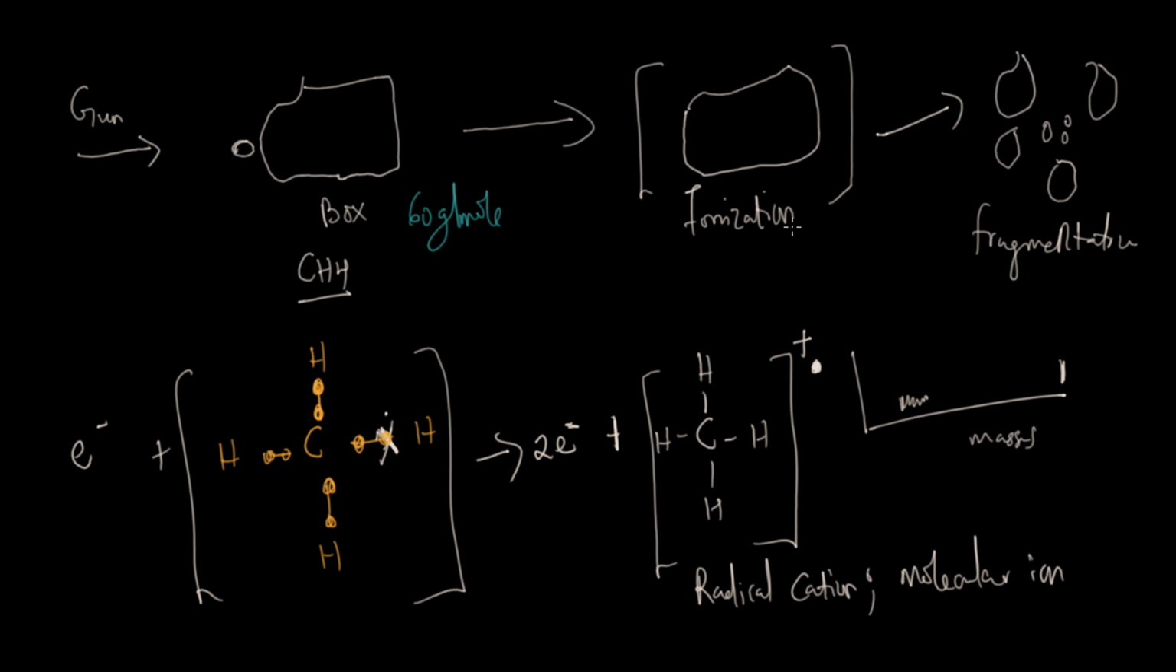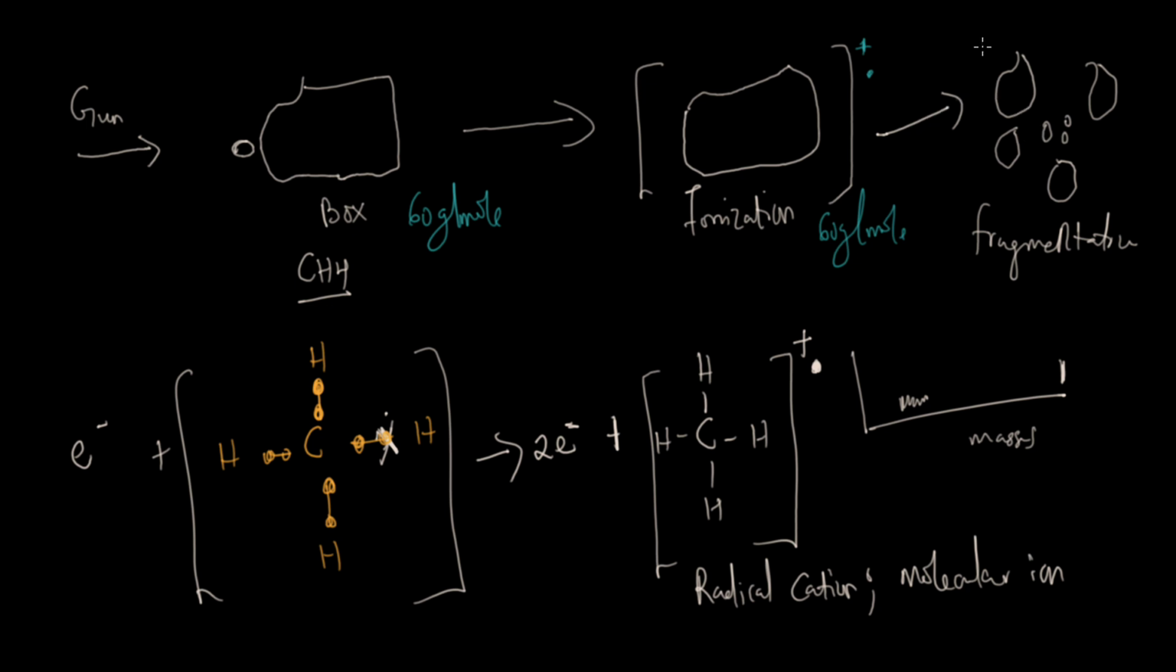So the ionization here, let's put plus dot here. The ionization here does not change the mass of the box. So this is the molecular ion. Basically, the molecular ion always has the same mass as the sample, as the parent substance, right? It is when we fragment it that the mass changes.